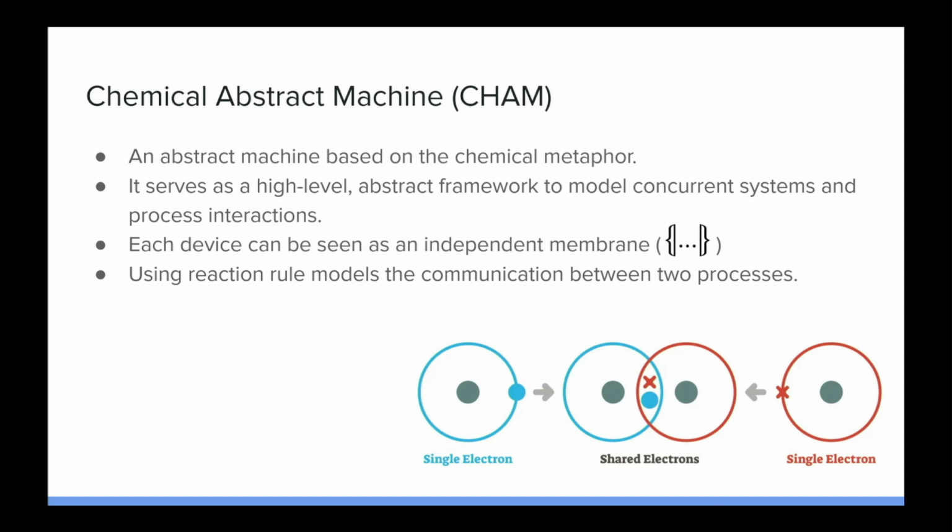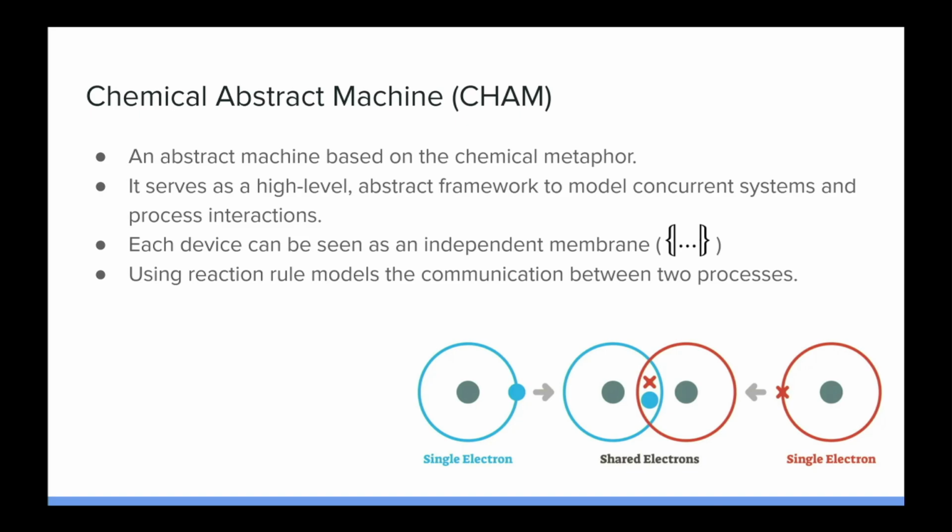Well, unlike the classical abstract machines, I know maybe some people have heard about abstract machines like the CK machine, but it's unlike that one. It's an abstract machine based on a chemical metaphor, and it serves as a high-level abstract framework to model concurrent systems and process interactions. So it's a very powerful tool, and there are two key ideas that we adopted from CHAM.